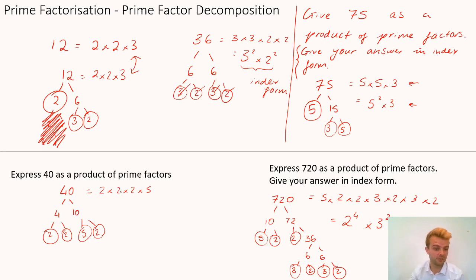In fact, let's just do that for 40 and then that'll be it. So let's just check our answer for 40 as a product of prime factors. Let's do 2 times 2 times 2 times 5. 2 times 2 is 4. 4 times 2 is 8. And 8 times 5 is 40. So that's a nice way of checking your answer.